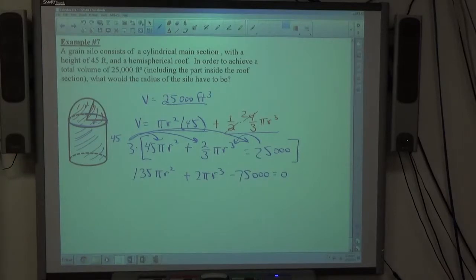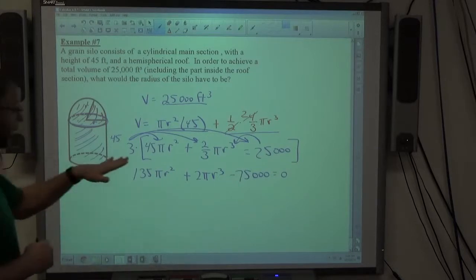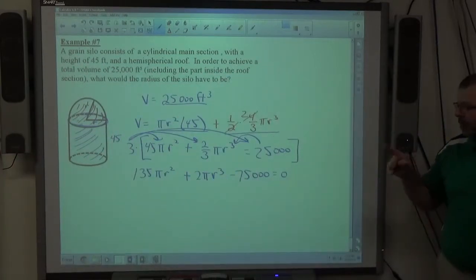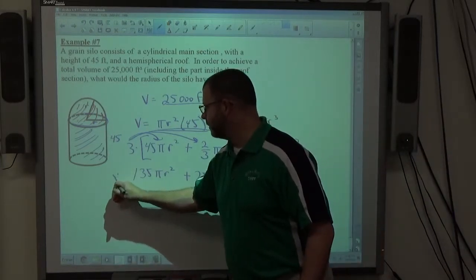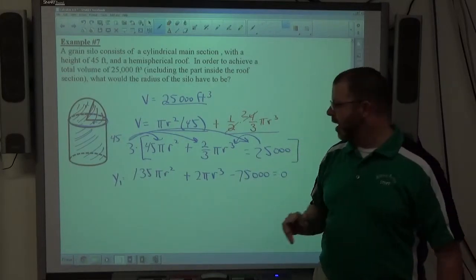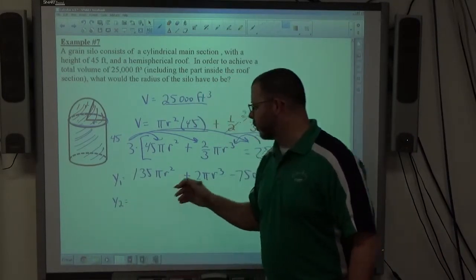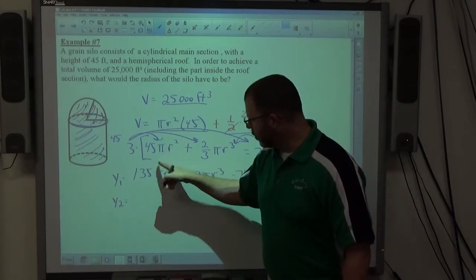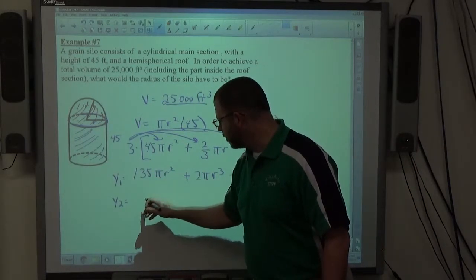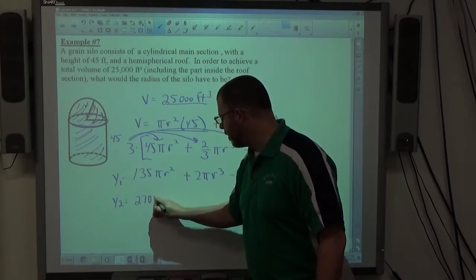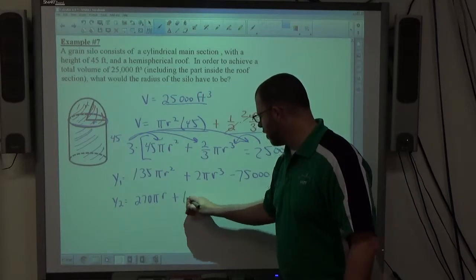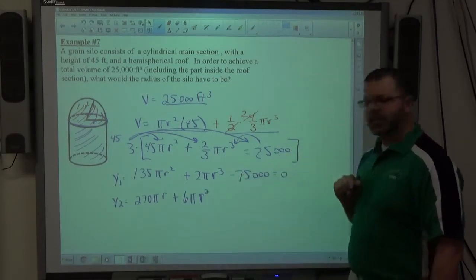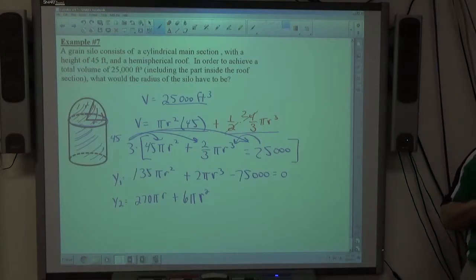Remember, with Newton's method, it's up to us to make the function equal 0. That's what f of x is going to represent. I'm trying to find out the value of r that makes this true. This is going to be y sub 1, our f of x. And y sub 2 for our calculator is going to be the derivative of y sub 1. So 2 times 135 pi r is going to be 270 pi r, and 3 times 2 pi r squared is going to be 6 pi r squared. And then minus 75,000 represented 0, right?